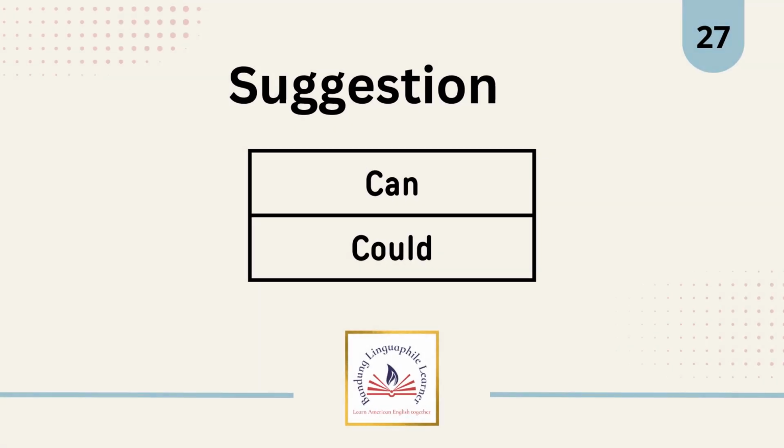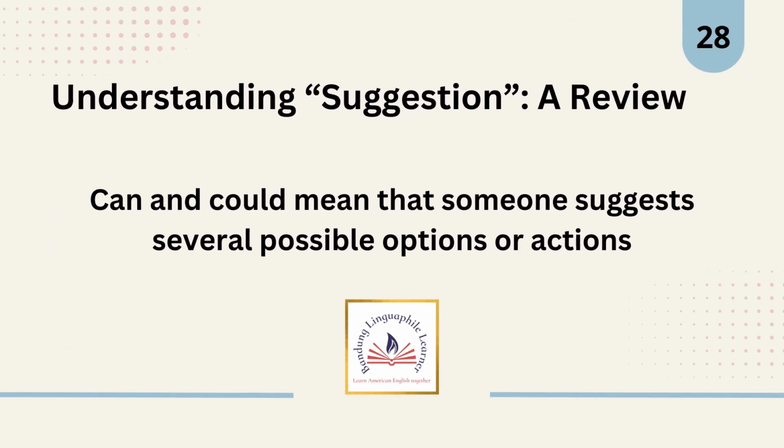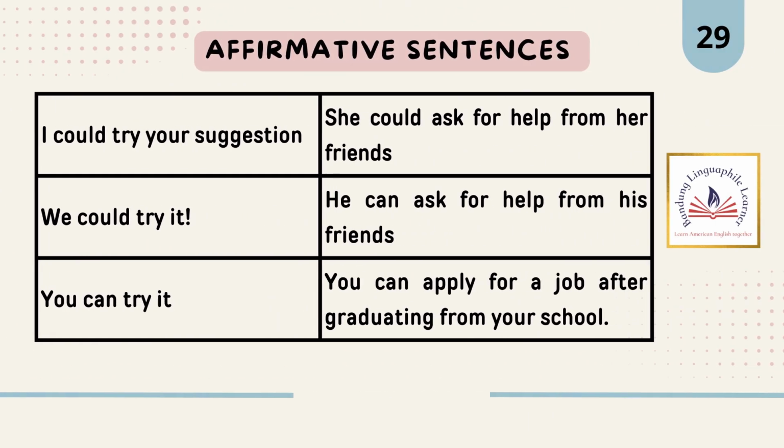Can and could are used to make suggestions. Understanding suggestion, a review. Can and could mean that someone suggests several possible options or actions. Affirmative sentences. For example, I could try your suggestion. We could try it.